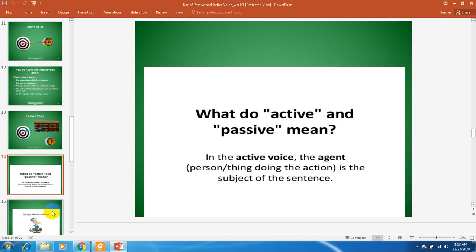What do active and passive mean? In the active voice, the agent or person, thing doing the action.